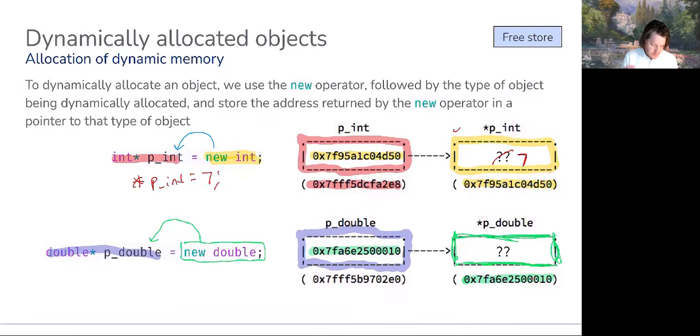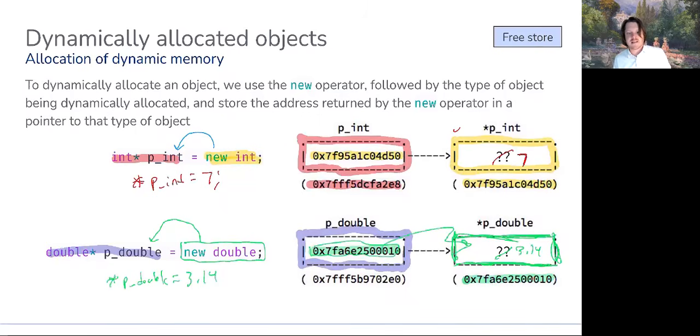Likewise, if I wanted to interact with that double object that we just dynamically allocated memory for, dereference the pointer storing its address. So that gets us from this address to that object, and we could assign to it 3.14 or some other value.